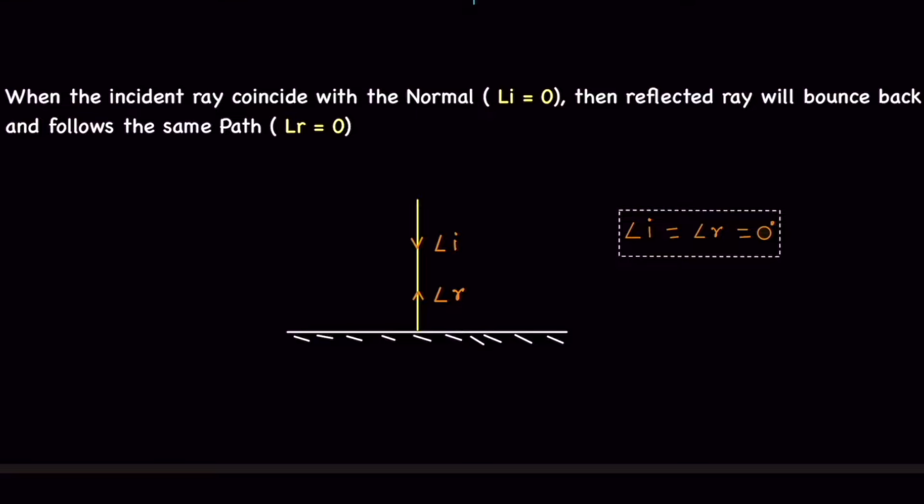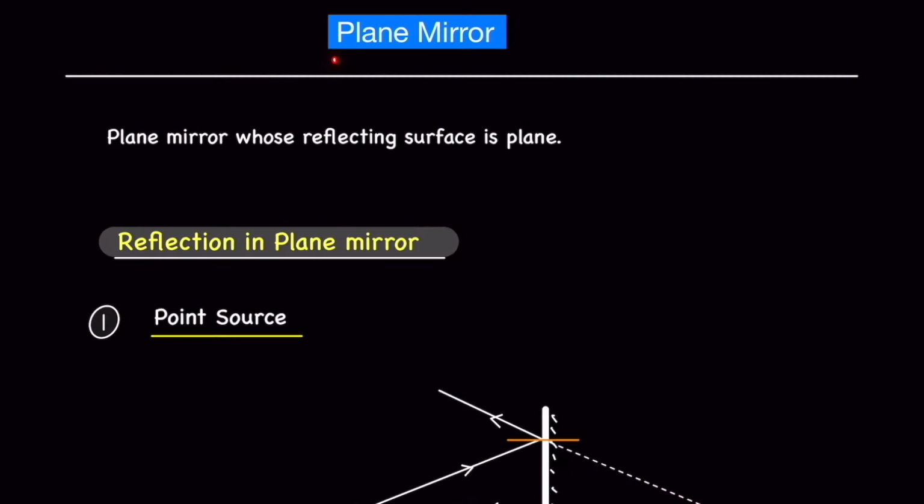Now we'll study the plane mirror. In plane mirror, first we will note down the definition: a plane mirror is a mirror whose reflecting surface is plane. In a plane mirror, one surface is reflecting, and another surface is non-reflecting, and we put a coating of silver on the non-reflecting surface. If you take a glass and put a coating of silver over it, it becomes a plane mirror. How reflection takes place in the plane mirror, we will see with two examples.